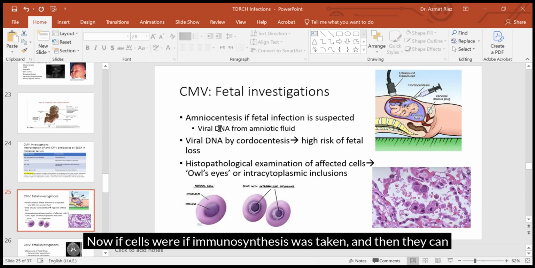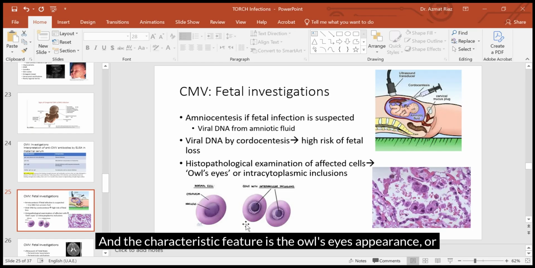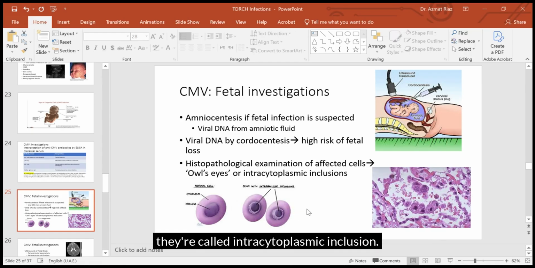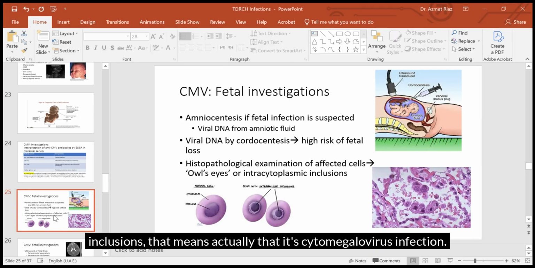If amniocentesis was done, the sample can be sent for examination under the microscope. The characteristic feature is the owl's eye appearance, or intracytoplasmic inclusions. So if in an MCQ or in any report you see intracytoplasmic inclusions, that means it's cytomegalovirus infection.